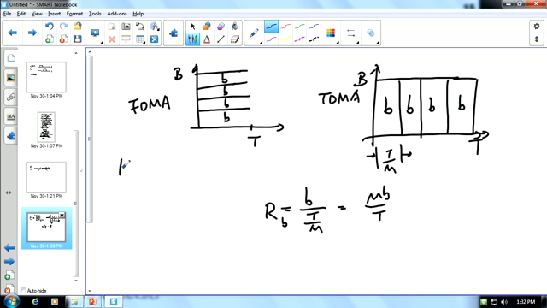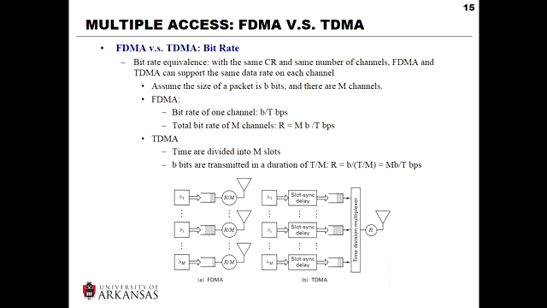So for FDMA, the data rate of each channel is B over T. We are transmitting BT bits in T seconds, and we have M channels. That's the data rate of FDMA, and that's the data rate for TDMA, and obviously they are the same. So with the same bandwidth and the same time duration, it doesn't matter whether we use TDMA or FDMA in terms of data rate. They can give us exactly the same data rate. So this is the bit rate equivalence. Any question?